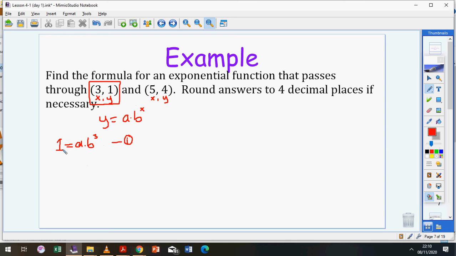The second equation I can make is if I substitute for this point into the general equation of an exponential function. So the y value is 4, substitute 4, is equal to a times b to the power x. The x value is 5, so put there 5. Then this is my second equation.